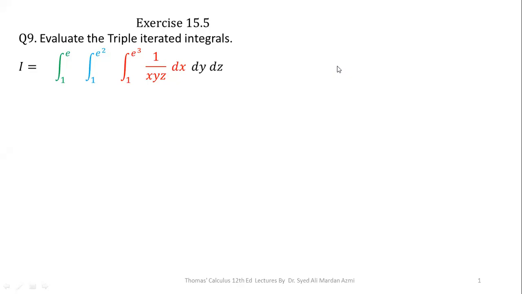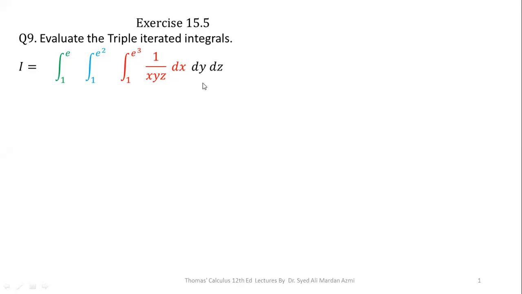In this lecture, we will learn how we can evaluate triple iterated integrals. For this purpose, we will solve exercise 15.5, question number 9 from Thomas Calculus 12th edition. In this question, the limits are 1 to e, 1 to e square, 1 to e cube, where e is the exponential function, and we have to integrate 1 over xyz with respect to dx, dy, dz.